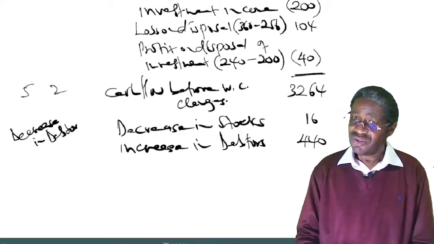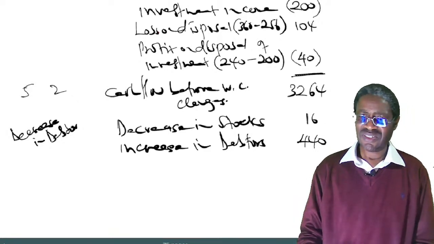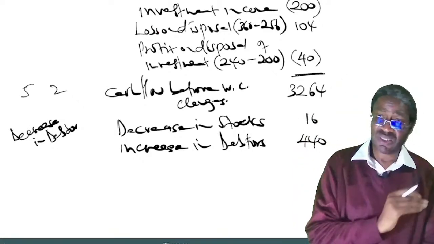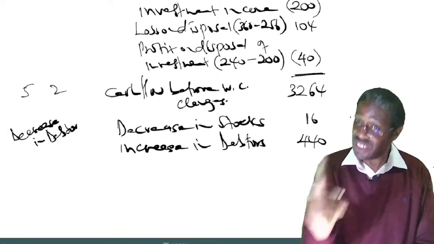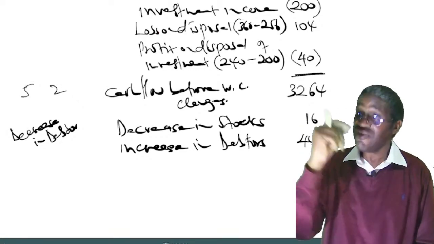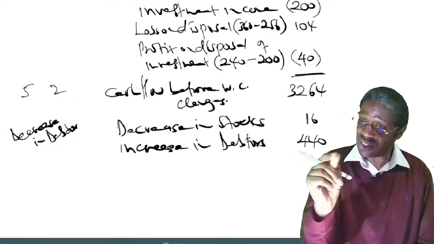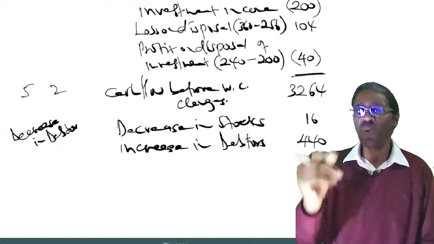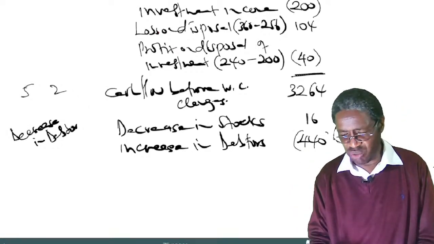Now, for debtors to go up, we are saying it is the opposite. For debtors to go up, a decrease in debtors is an inflow. That's positive. What about the decrease? We are saying it is an inflow, because debtors must have paid us. What about an increase in debtors? Of course, it should be a negative.